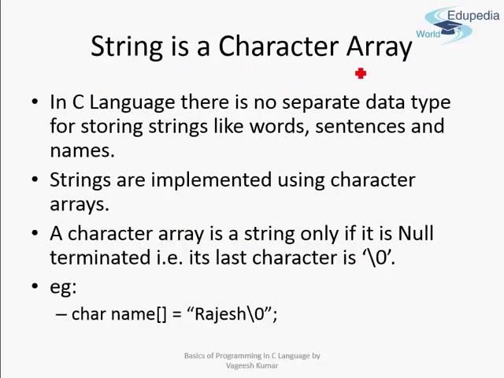String is a character array in C language. There is no particular data type for storing string variables. So how are string variables stored? Strings are stored in the form of character arrays in C language.